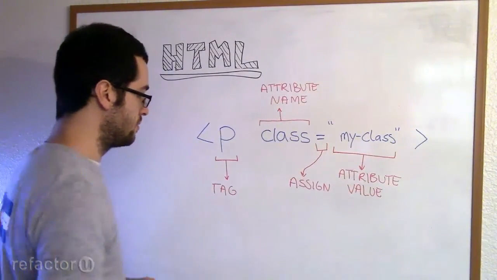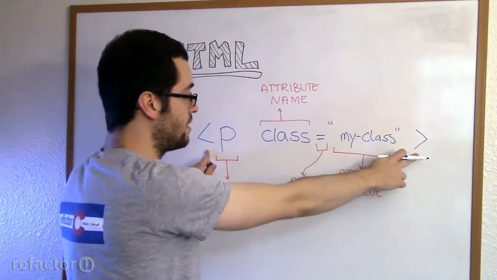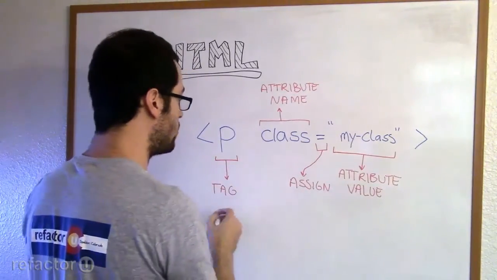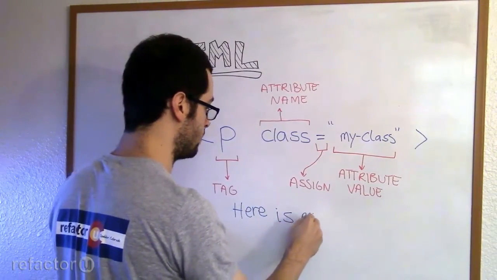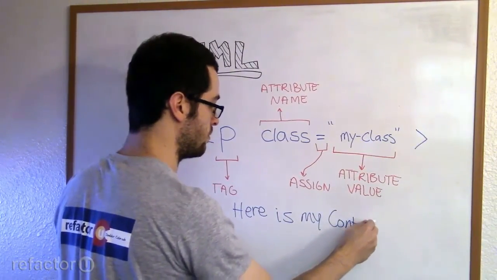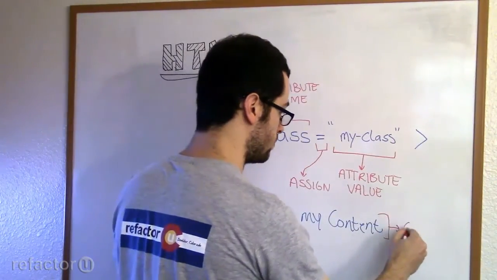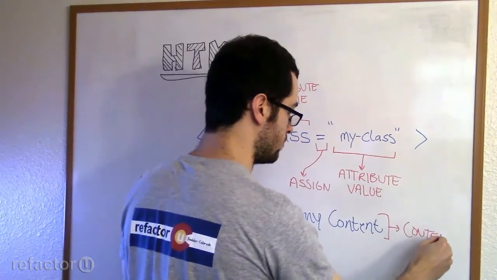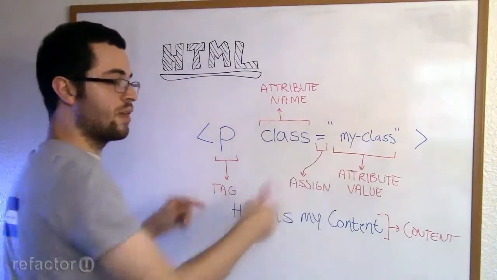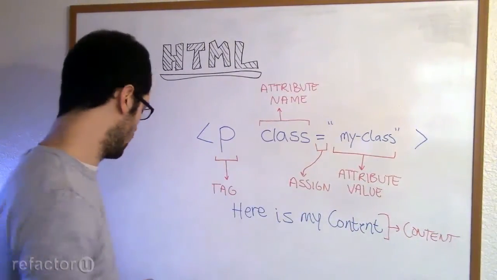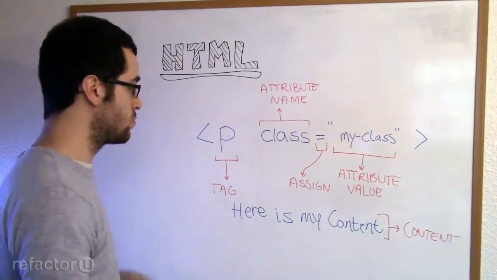Next, we'll add some content. Now that we have our start and end tag, we'll add the content within that tag. Here we've defined the content within our tag. Finally, we need to tell the browser that we're done defining this paragraph. So we need to add an end tag.